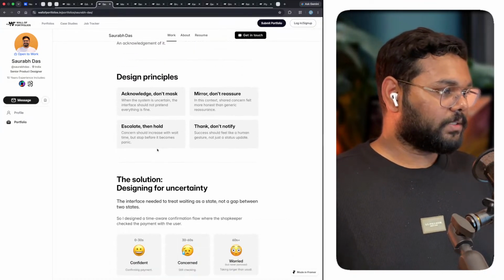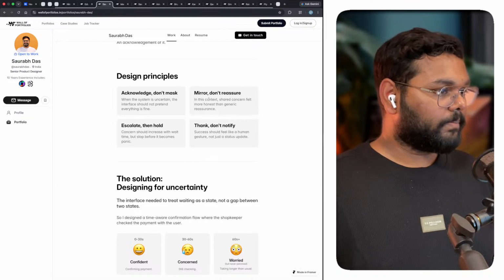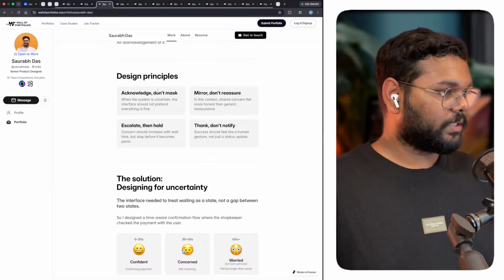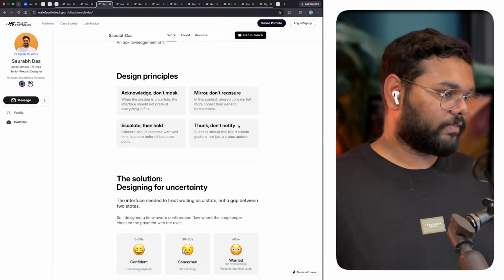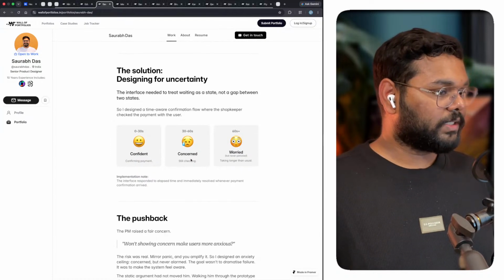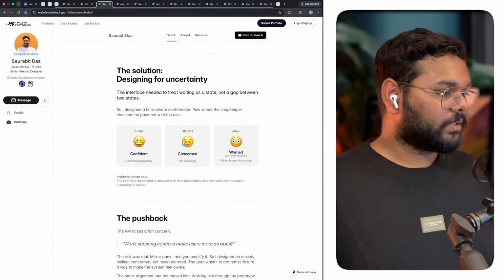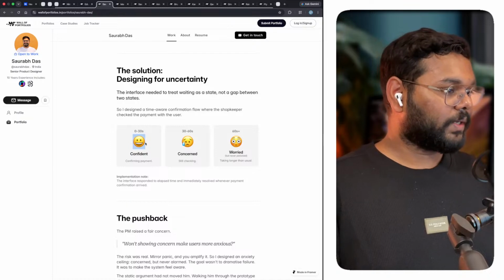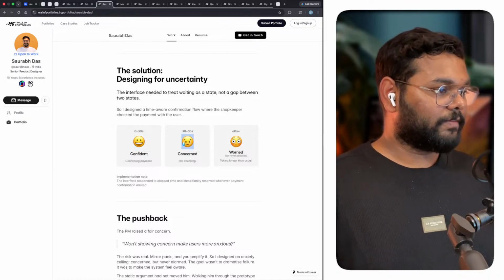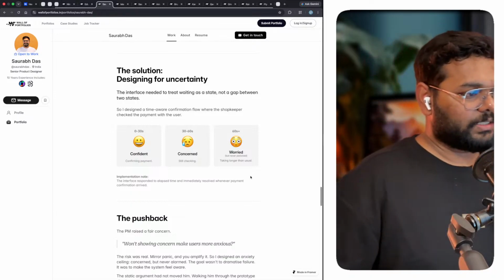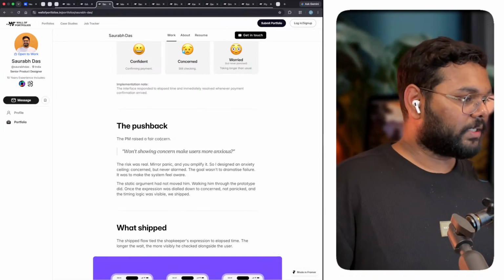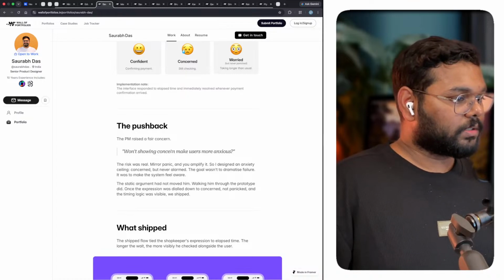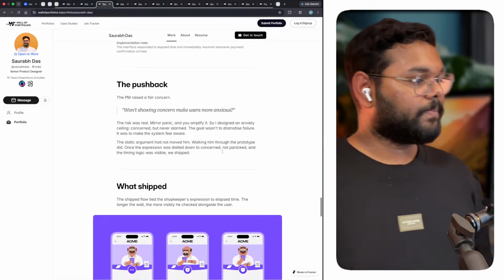So design principles, okay. Mirror, doesn't reassure. Acknowledge, don't mask. Escalate, then hold. Thank, don't notify. Solution: confident, concerned, worried. Okay, so this is what they went ahead with. Confident, it is confirming, but if it's getting delayed, it's concerning, and then after 60 seconds it's worried, right? The pushback: PM raised a fair concern. Won't showing concern make users more anxious?